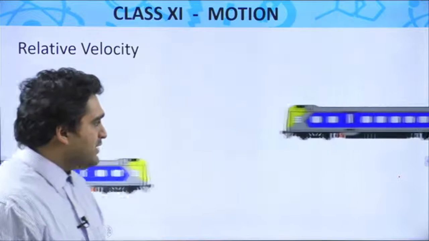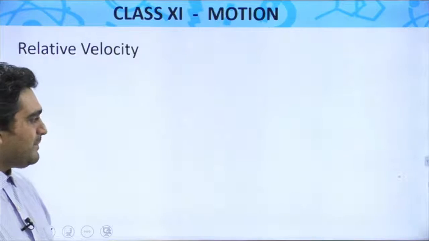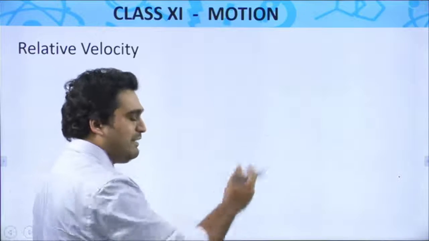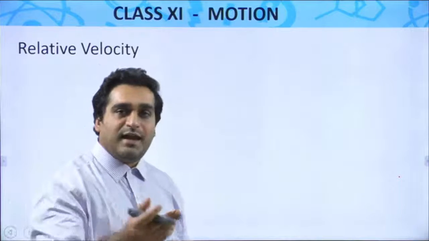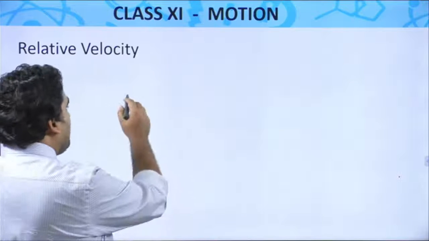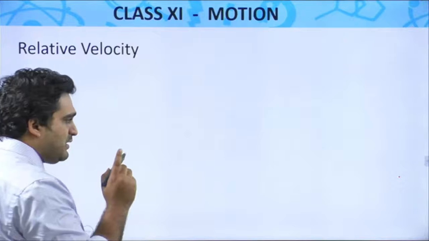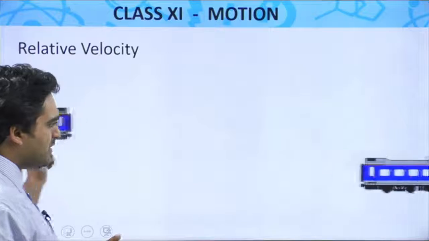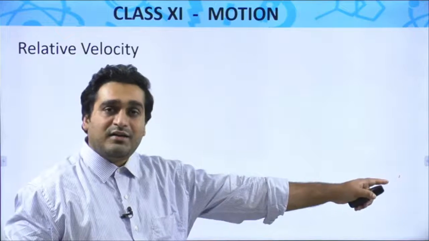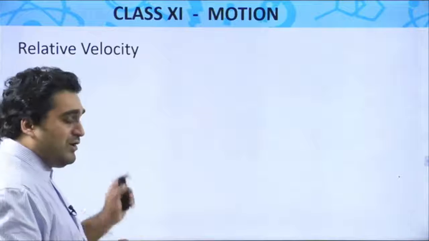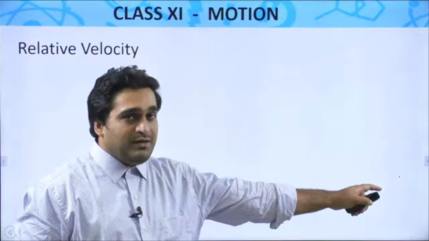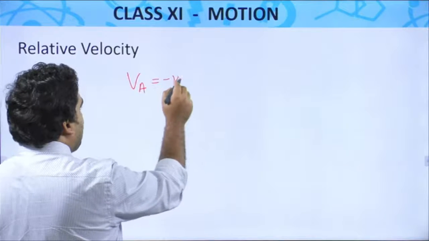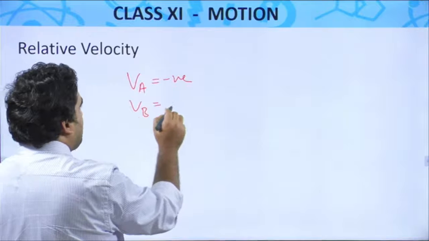So now for two trains that are traveling opposite to each other, what about the relative velocity in this case? Two trains, A and B, with respective velocities VA and VB. If you have noticed, B is traveling in a positive direction, A is traveling in a negative direction. So the velocity here would be in a negative direction. So VA is negative, VB is positive.